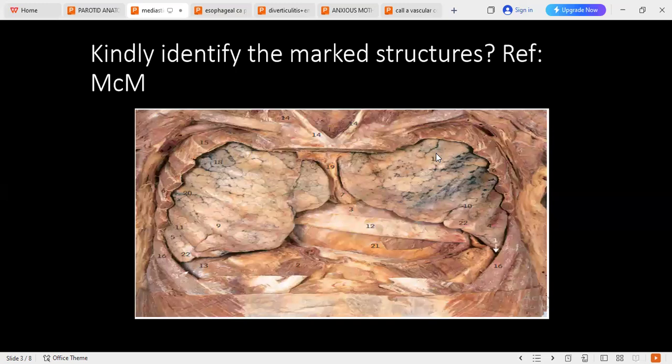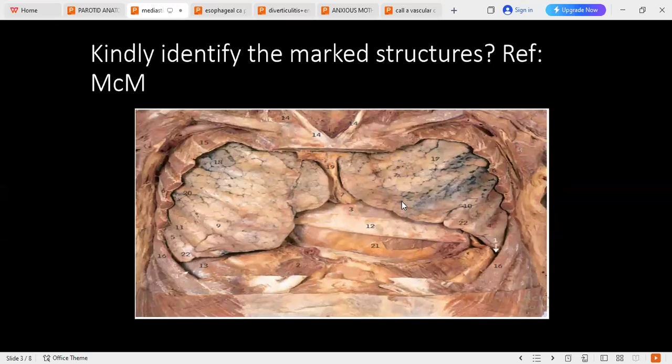Please identify this number 17. 17 is the superior lobe of the left lung. Please identify 22. 22 is the inferior lobe of the left lung. What is 10? 10 is the oblique fissure.